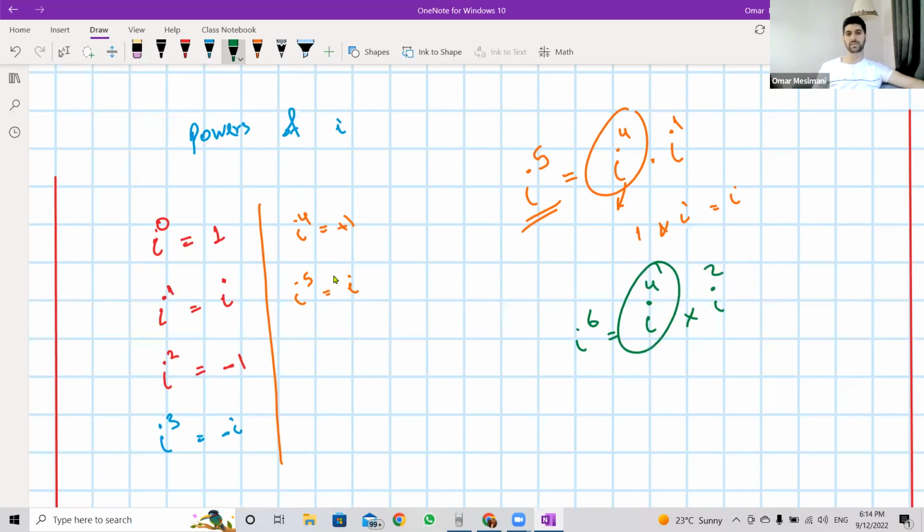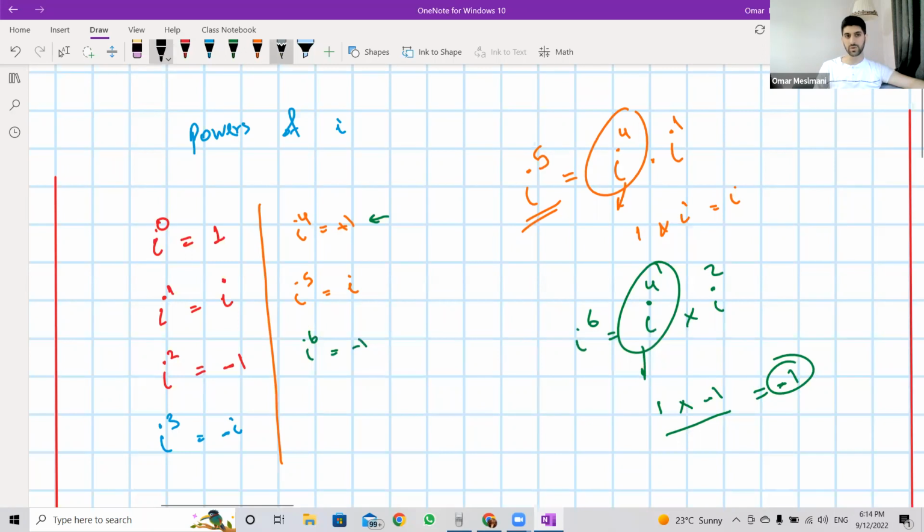I bar 4, I proved it, is a 1. I bar 2 is -1. So 1 times -1, what is the answer? It's a -1. So I bar 6 is equal to -1.